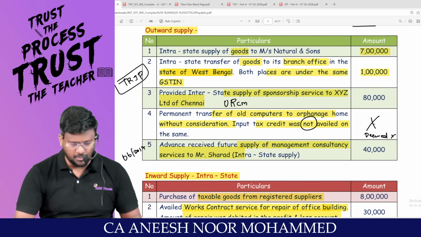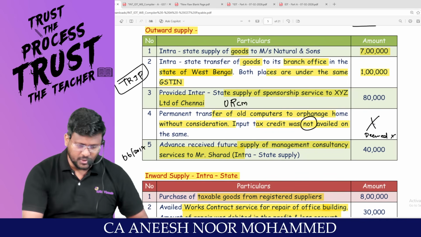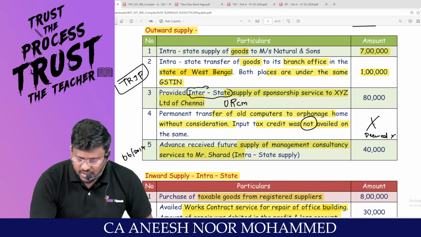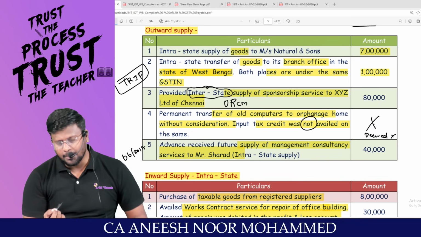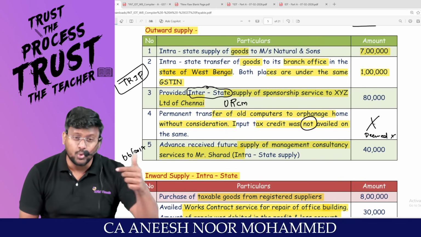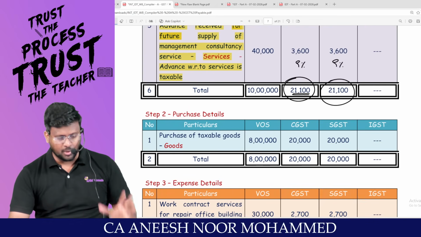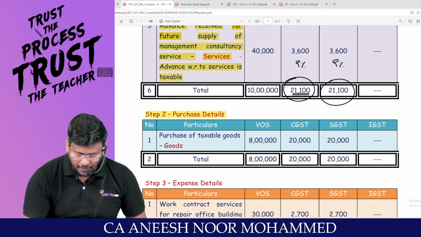In our outward supply, there is no interstate outward supply. There is interstate outward supply, but for which we are not the person who is liable to pay tax. It is a RCM outward or outward RCM, not an inward RCM. Happily, we have completed step number 1. I'm moving into step number 2, that is purchase details.